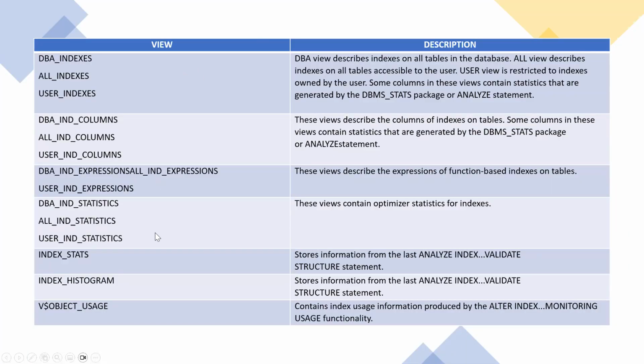There are different views that help us with indexes: DBA_INDEXES, ALL_INDEXES, and USER_INDEXES. DBA_INDEXES can be used by the DBA in describing indexes on all tables in the database. ALL views describe indexes on all tables accessible to the user. USER views are restricted to indexes owned by the user. Some columns in these views contain statistics generated by the DBMS_STATS package or the ANALYZE statement. The one we have seen here, V$OBJECT_USAGE, contains index usage information produced by ALTER INDEX.